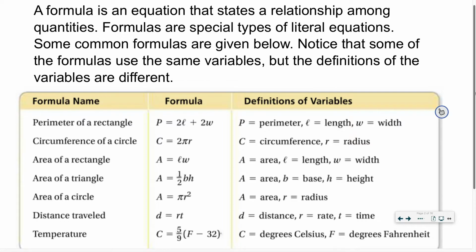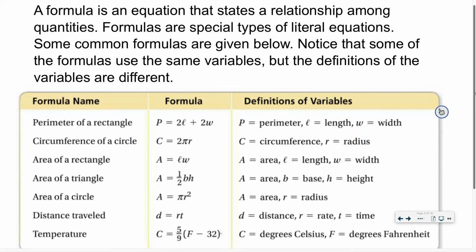Now, you've worked with formulas before. The perimeter of a rectangle, for example, you may not have worked with it as a formula. Maybe you just say, well, I add up all the sides of the rectangle, which is true. But the formula for the perimeter would be 2 times the length, plus 2 times the width. That's how we add up all sides. You also have here, except for the temperature, these are formulas you've used, right?